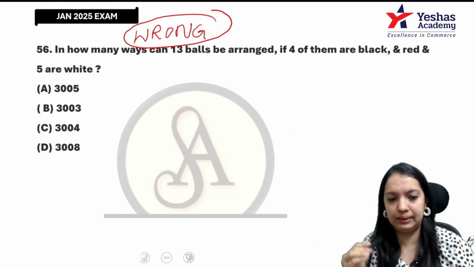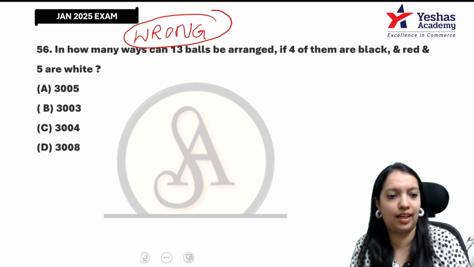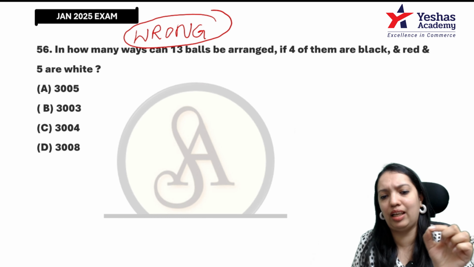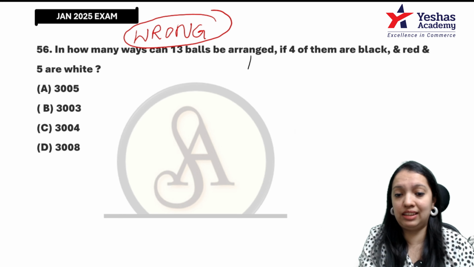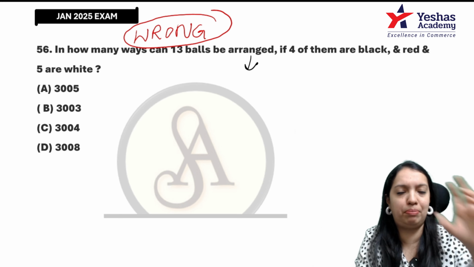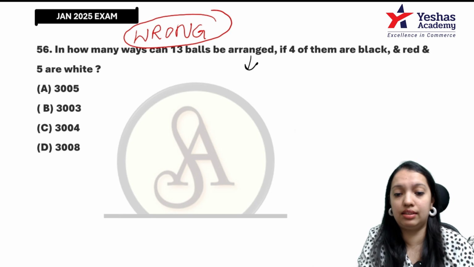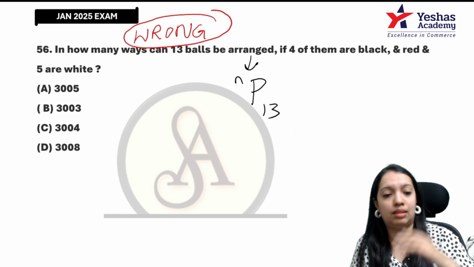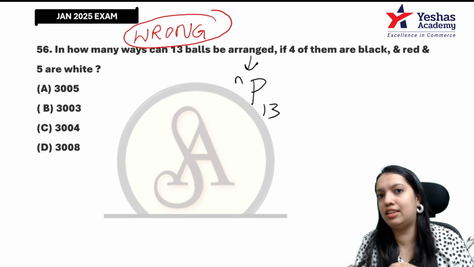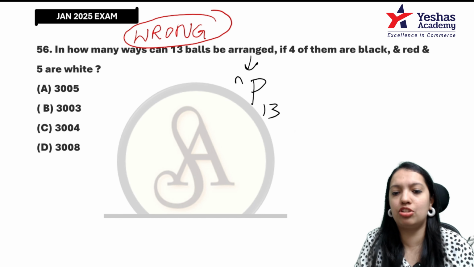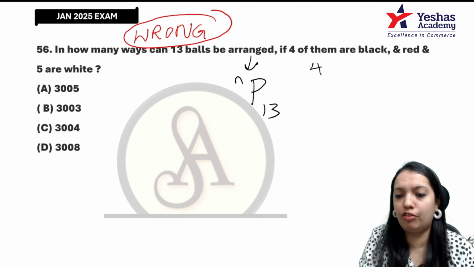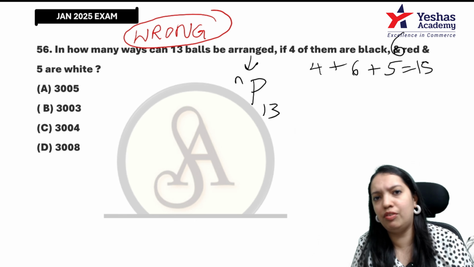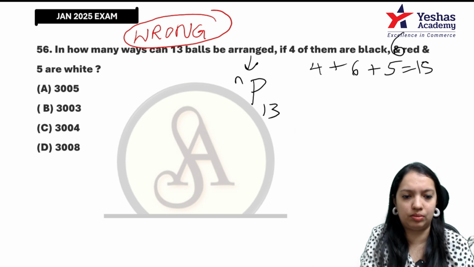Next, this is a question in which you should get the grace marks. How many ways can 13 balls be arranged? Whenever we see arranged, it has to be 13P something. But 4 of them are black, some are red, 5 of them are white. There is no way that I can arrange them because when I count them, 4 plus 6 plus 5, I am getting 15. So we will not get the answer. This is a wrong question.